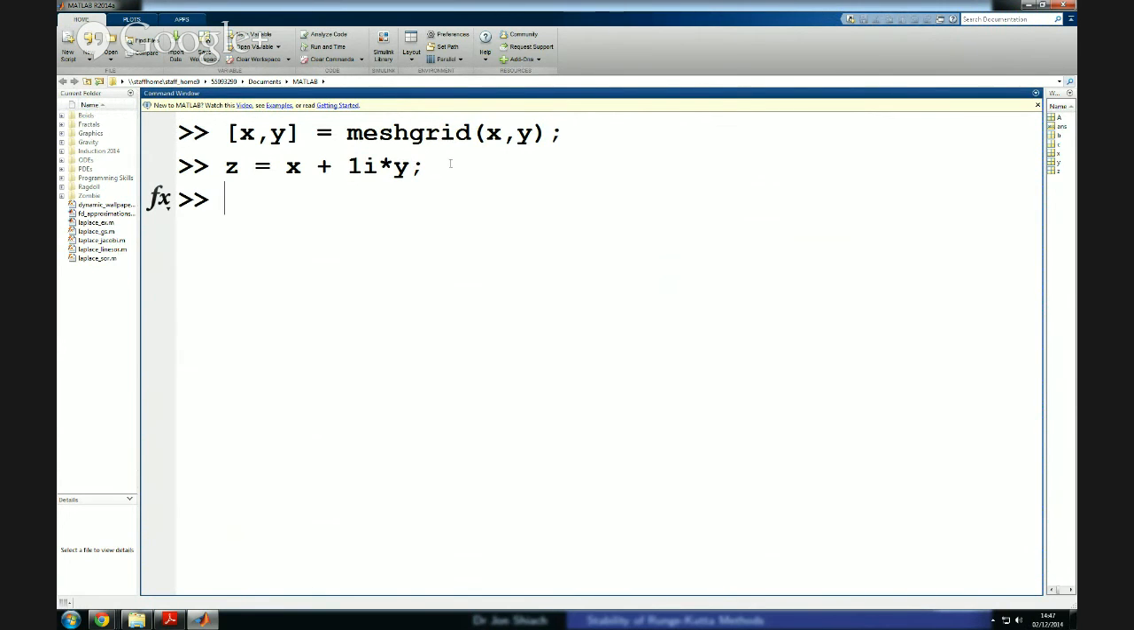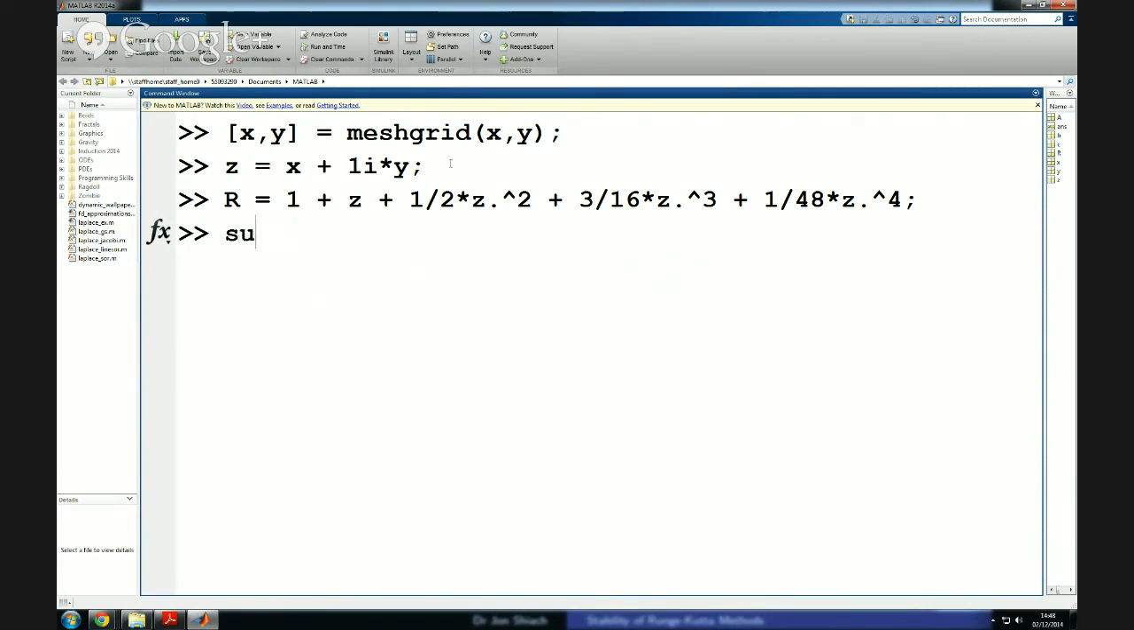Okay. So what was my stability function? It was 1 plus Z plus a half Z squared plus 3/16 times Z cubed. Notice it's dot to the power before the power. That's 1/48 times z to the power 4. That's your stability function. Okay. What I'm going to do now is create a surface plot.